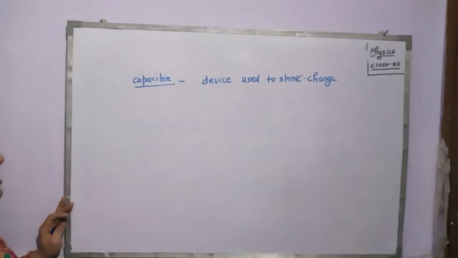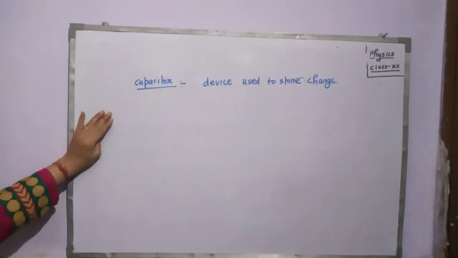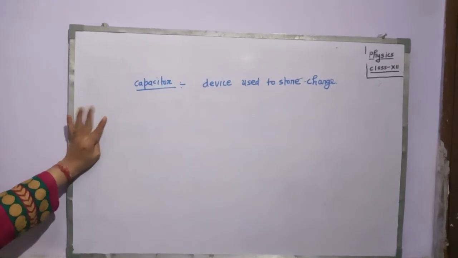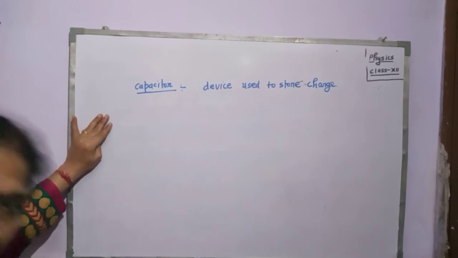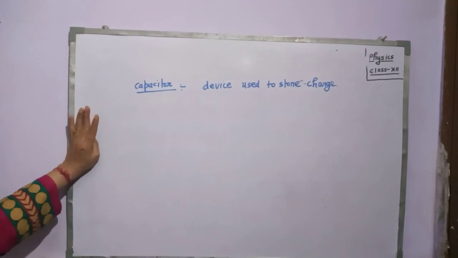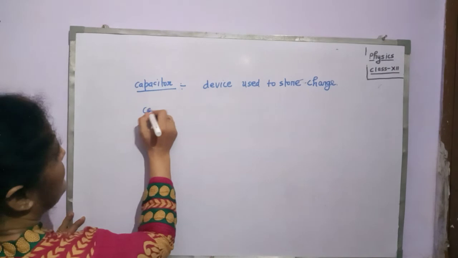How much charge this capacitor can store is known as its capacity or capacitance. Once again, capacitor means a device with the ability to store the charge. And what is capacitance? How much charge a capacitor can store, that is known as its capacitance or capacity.